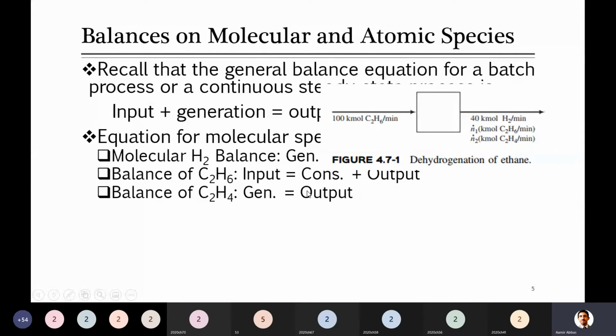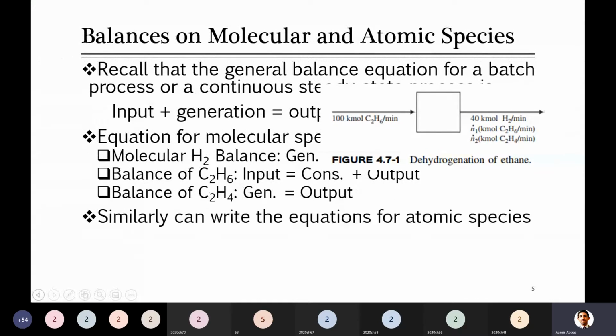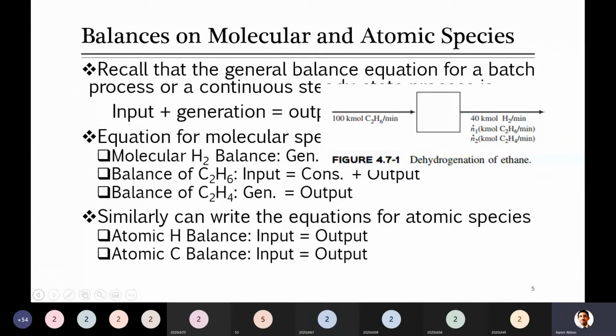So just at the moment, you have to write the balance for species. How are you going to write it, which term will be left over and which term you have to skip? What about atomic species? Input is equal to output. First of all, for which atom can we write it? How many atoms exist in this system? Two. Yes, there is carbon and there is hydrogen. So we can write the balance for hydrogen as well as for carbon. It will be input is equal to output.